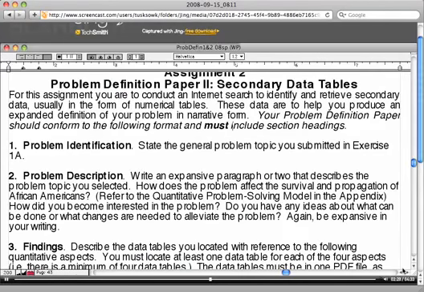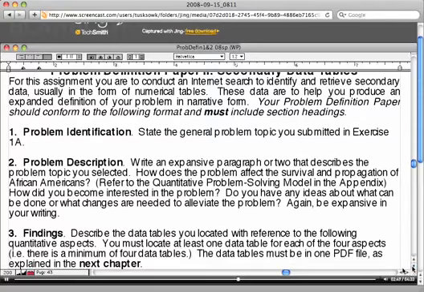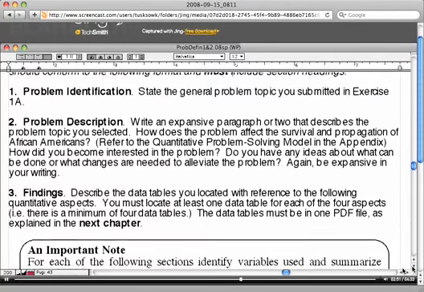Then I would need to write a paragraph, or you would need to write a paragraph or two, that describes the problem that you've selected. How does this problem affect the survival and propagation of African Americans? Think about it when you look at your data tables. And please go back to your textbook and read about the quantitative problem solving model. All right, and the rest of the questions for that part are pretty self-explanatory.